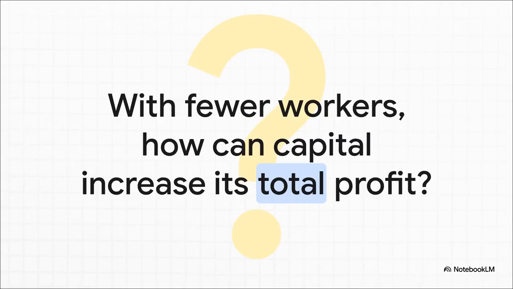This creates a massive problem for the capitalist, a real contradiction. They've introduced new tech to be more efficient, but in doing so, they've just gutted the very source of their surplus value, living labor. The number of workers has been slashed by 2/3. So the million-dollar question is, how on earth can they maintain their total profit, let alone increase it?